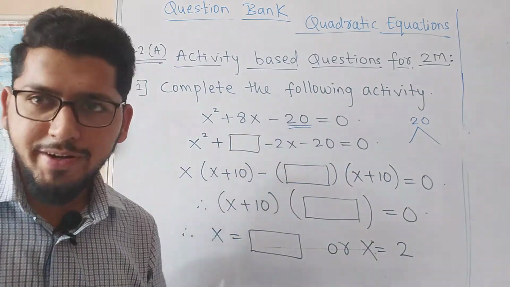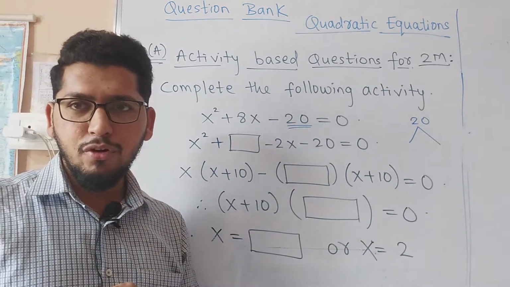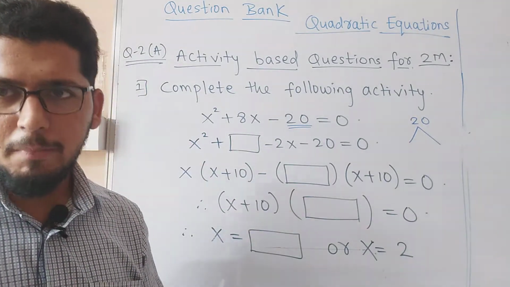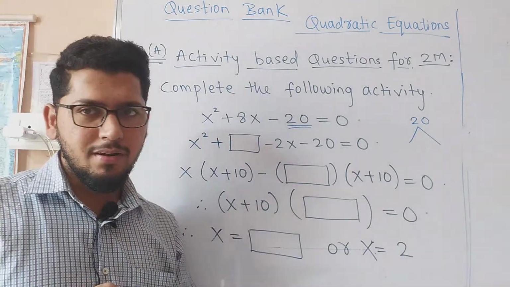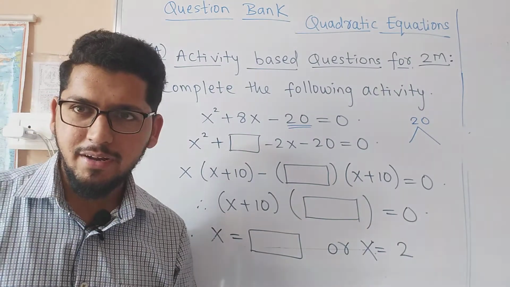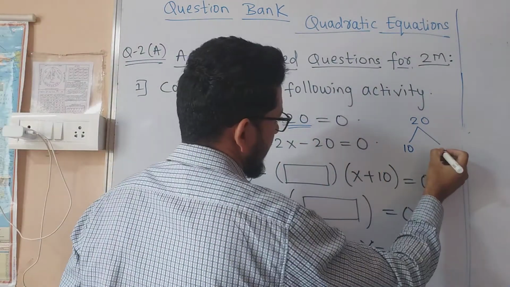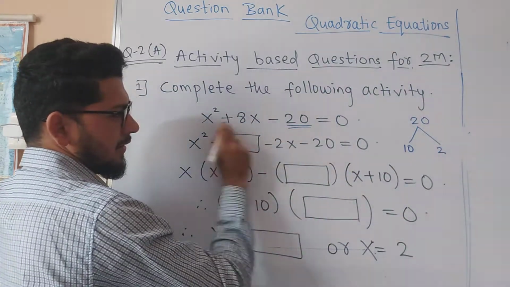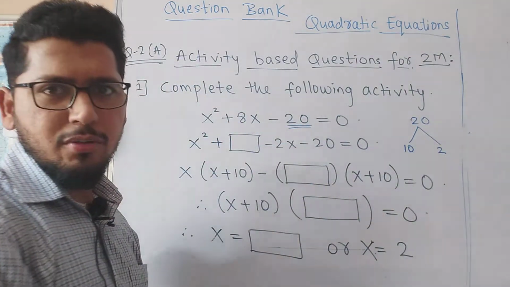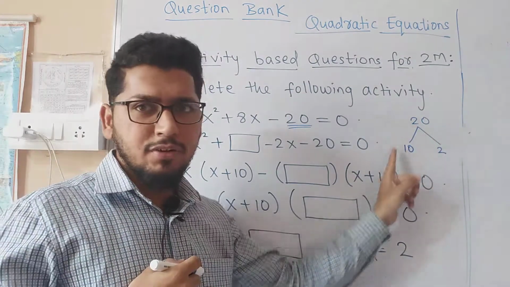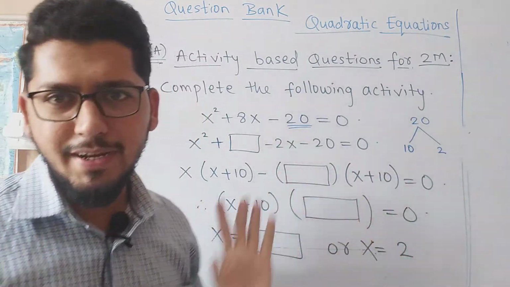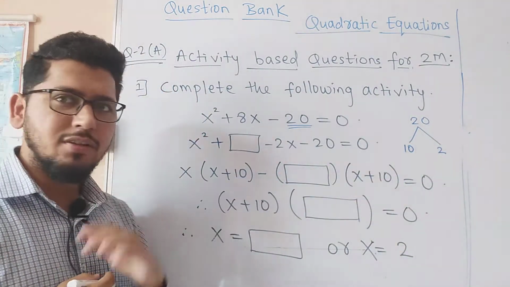If you see the tables for 20, 4 fives are 20, but when you subtract 4 minus 5, you get 1, so it is not satisfied. The other is 10 twos are 20. When you multiply 10 into 2, you get 20, and when you subtract 10 minus 2, you get 8. So this factor pair is suitable for this equation.